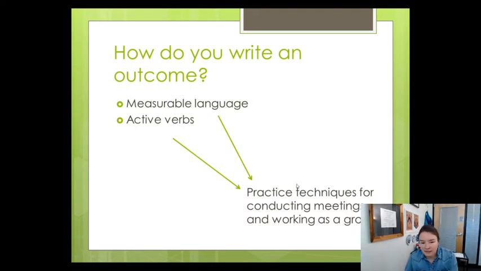So when we look at something like "practice techniques for conducting meetings and working as a group," I know that I can measure students' practice. I could measure it in logs. I could measure it in total classroom experiences. I could measure it in quality of practice based on their reflection. Practice is also an active verb, right? It's something that the student is going to go do. I know that they are doing something if they practice, and that helps me know that the outcome is effective.